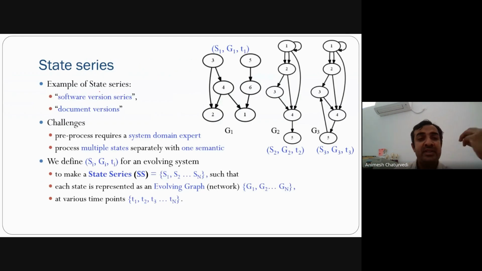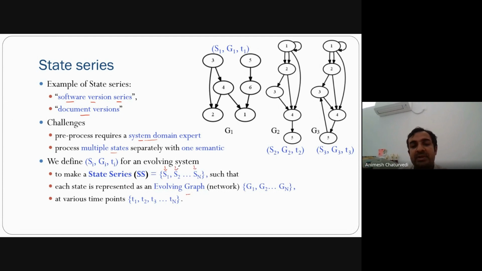So I have first proposed what is state series. State series is related to software version series, or it could be related to document versions. To do this type of pre-processing of such systems, it needs a system domain expert. You need to be expert in natural language to process text related data. You need to be expert in computer vision to process image-like data. So we can create a state series with S1, S2 up to Sn.